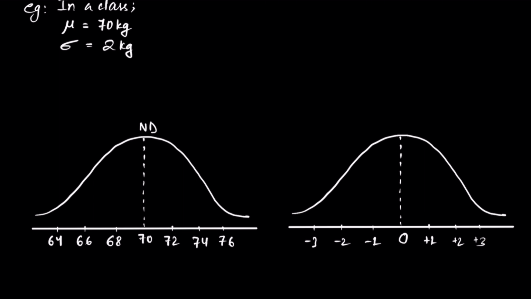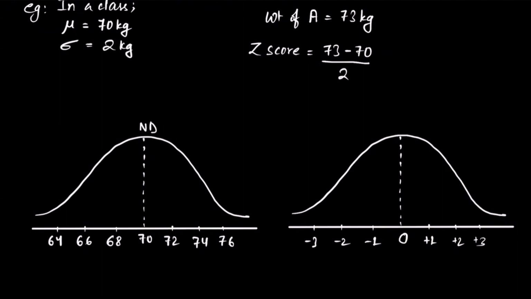Let's say the weight of a certain student named A is equal to 73 kg. Then the Z score comes out to be X, which is 73 kg, minus mu, which is 70 kg, divided by 2, which is the standard deviation. So 3 by 2, or 1.5.